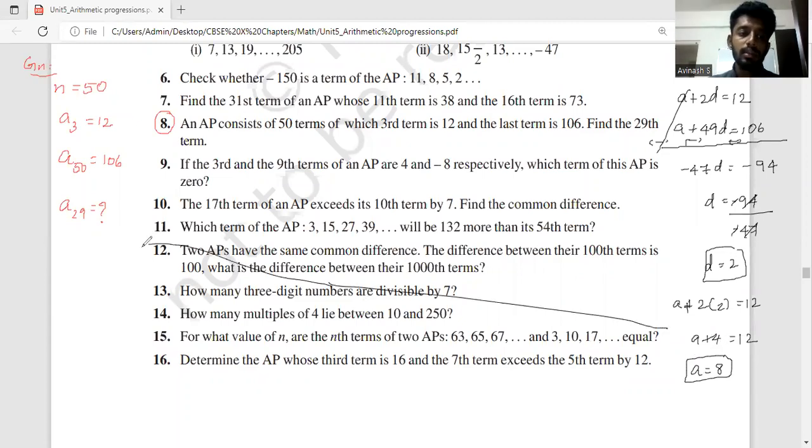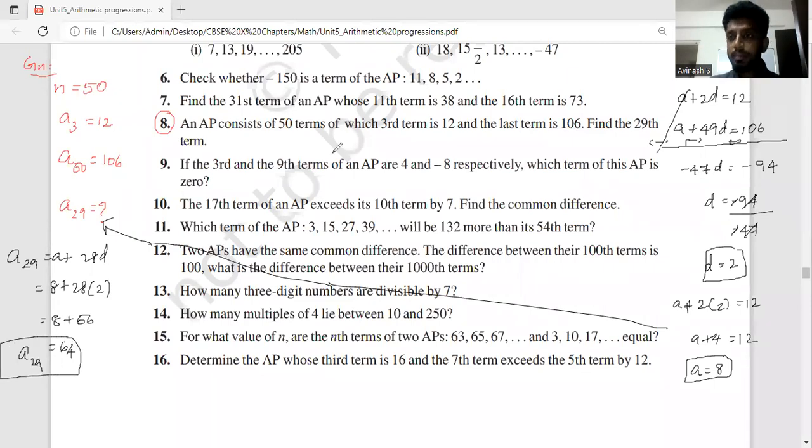So now having gotten the values of A and D, we're going to substitute both of the values in this A29. That is what we are supposed to find. So A29 is nothing but A plus 28D. So A is nothing but 8, 28 times D, which is nothing but 2. So we get 8 plus 56. This will be equal to 64. So this 64 is the 29th term which we are supposed to find.